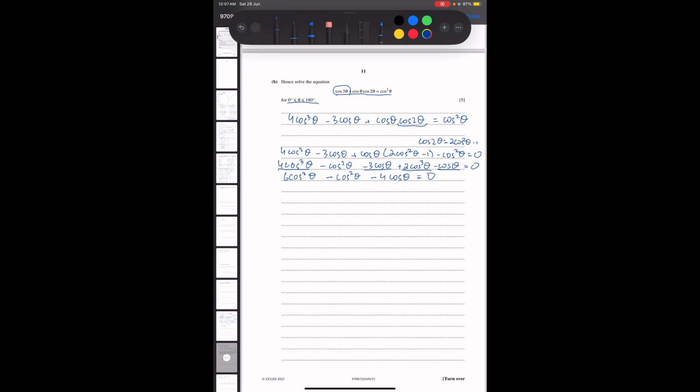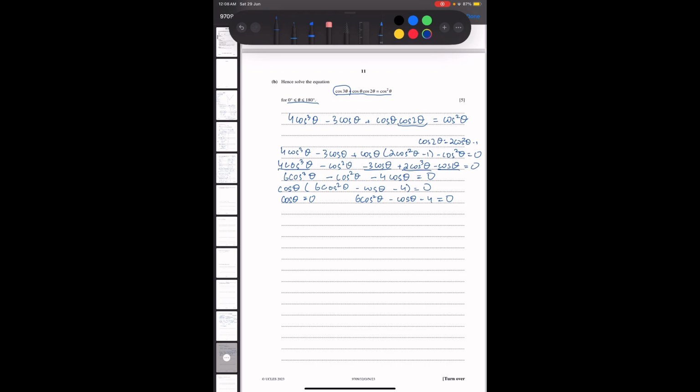What we can do is take cos theta common. So this is cos theta taken out. We have 6 cos square theta minus cos theta minus 4 is equal to 0. So over here, the product of two terms is equal to 0, which means either term is equal to 0. So cos theta is equal to 0, and 6 cos square theta minus cos theta minus 4 is equal to 0.